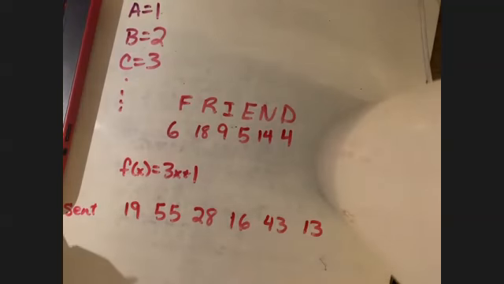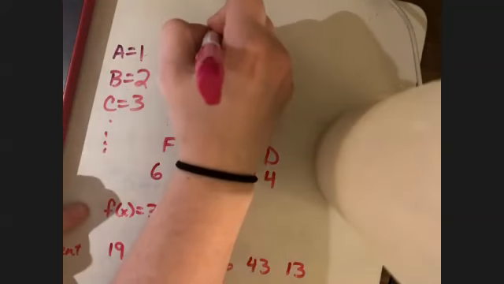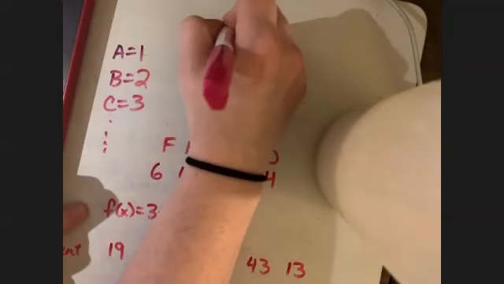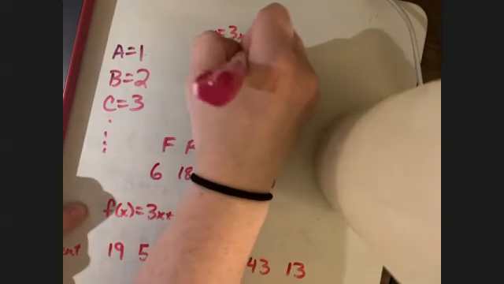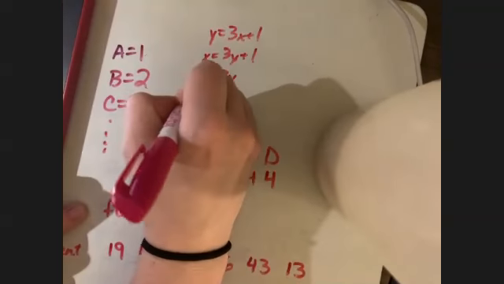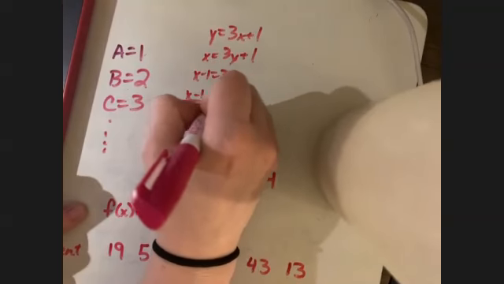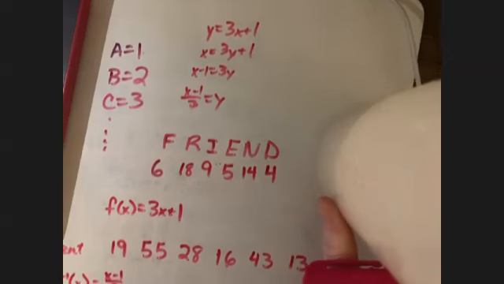Now, in order to decode this, we would need to know what the inverse of this is. So if we turn that into y equals 3x plus 1, switch them, we get x minus 1 equals 3y. x minus 1 over 3 equals y. There is our inverse function. So I would, on the other end of this, know that x minus 1 divided by 3 is my inverse.